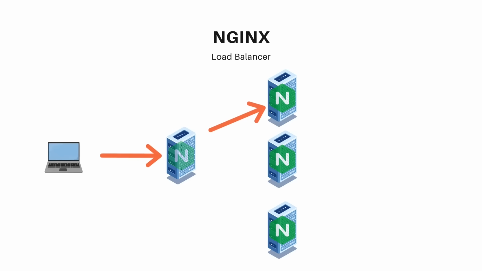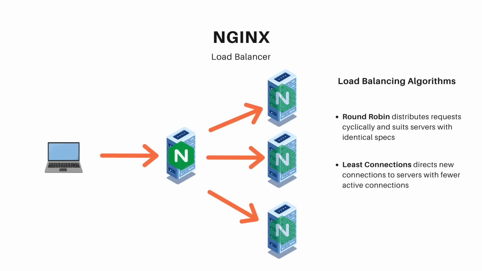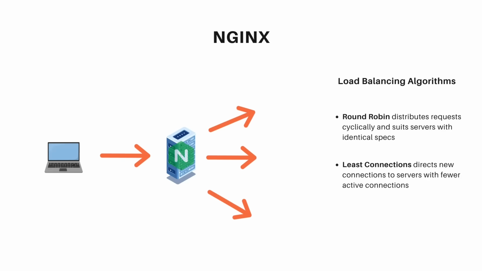How does it distribute the load? It depends on the load balancing algorithm that's set up. It could be round robin, a popular algorithm that distributes requests in a rotating sequence, or least connections, which directs new connections to the server with fewer active connections. There are also other more complex load balancing methods.